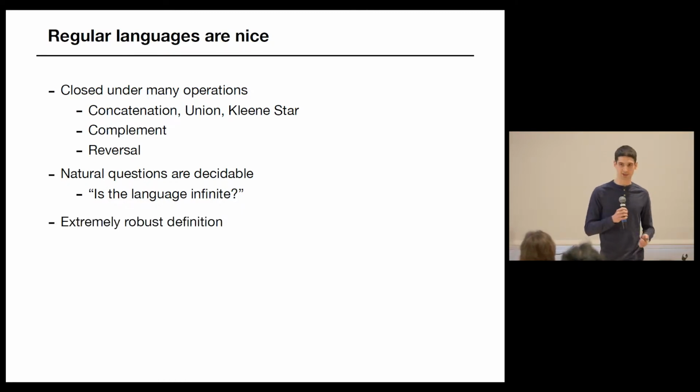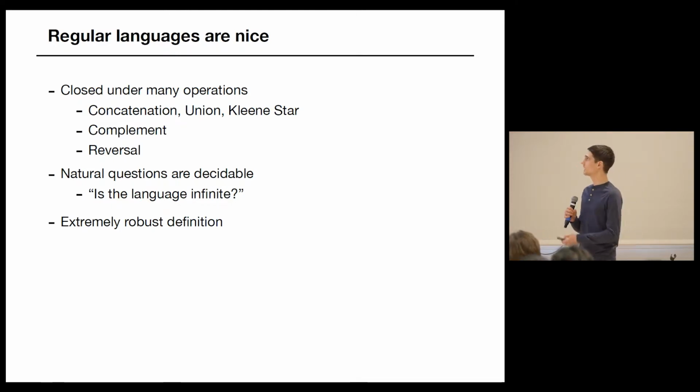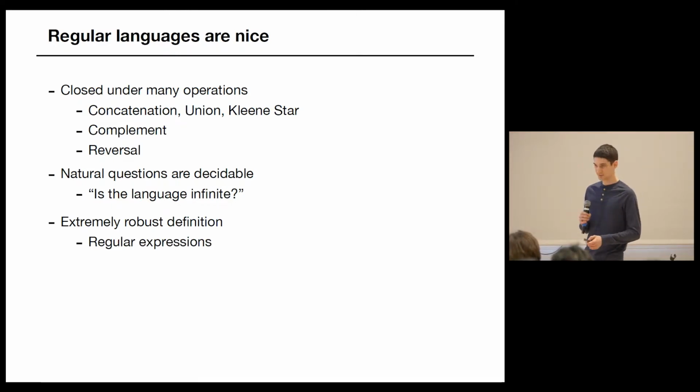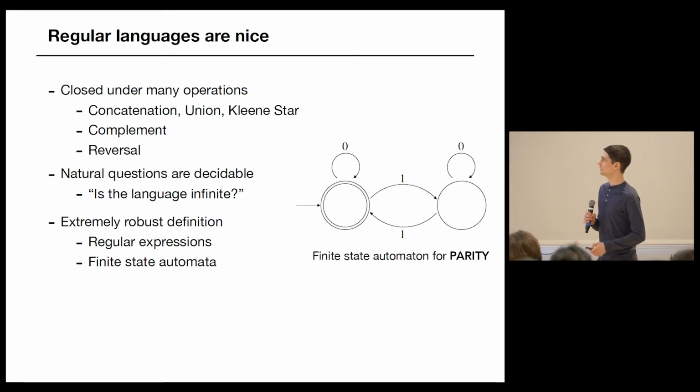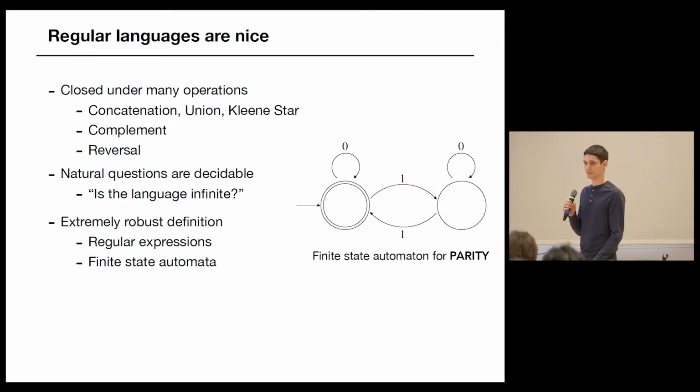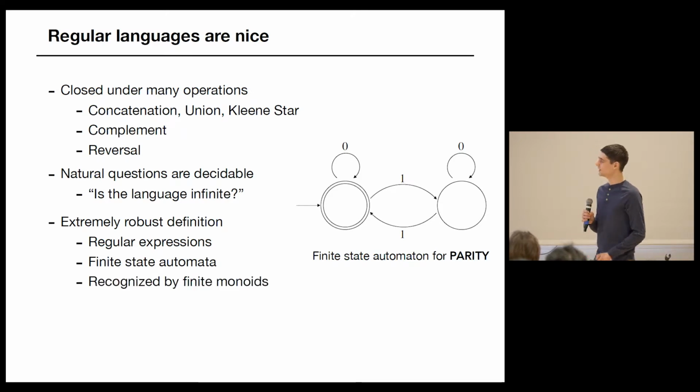And finally, they have extremely robust definitions, so you can define them in many different ways. I already gave you the definition in terms of regular expressions, but another thing that you may have seen is the definition in terms of finite state automata. If you haven't seen this before, but you do know what a Turing machine is, it's like a Turing machine, but you don't have any read-write tape. So you can just read the input once, and then you're done. And finally, they also have some very nice algebraic definitions as well. They're recognized by finite monoids, and we'll see this later in the talk.